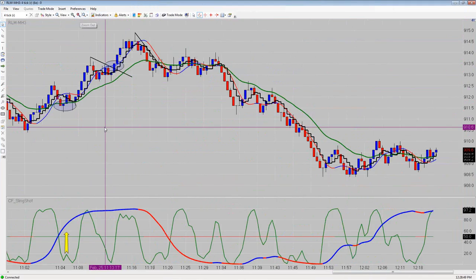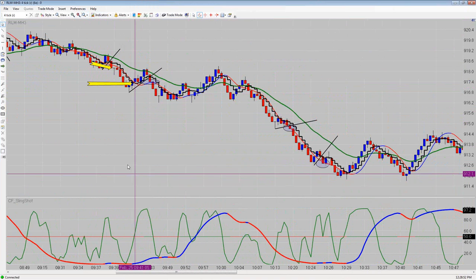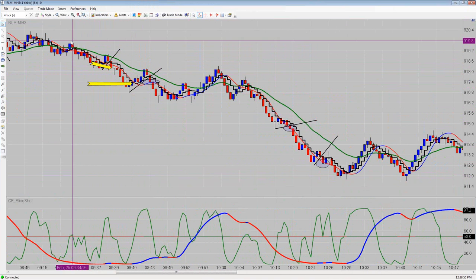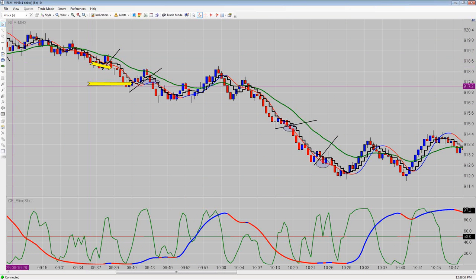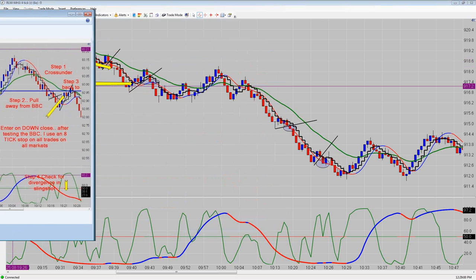Let's see, the Russell had some nice shots today too. We shorted right in here. Shortly after the open, we had a bearish cross. Let me bring a different picture up for you. Okay, this one right here.